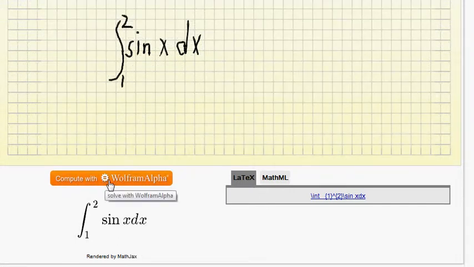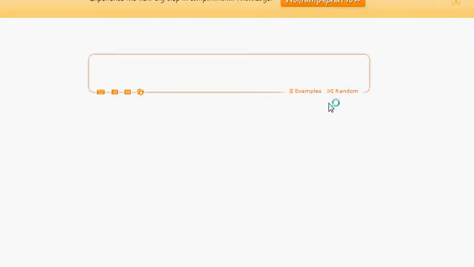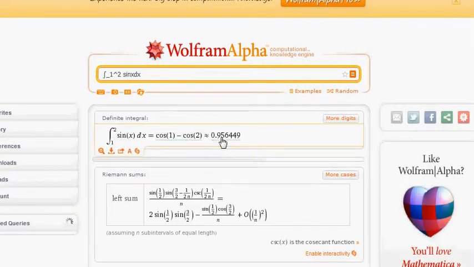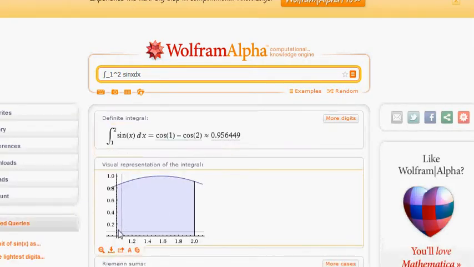And if I click compute with Wolfram Alpha, I am sent to Wolfram Alpha. And here is, of course, the result. And here is the graph of the area that I computed over here.